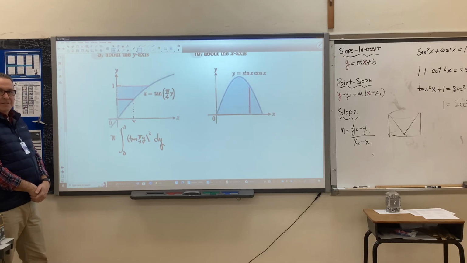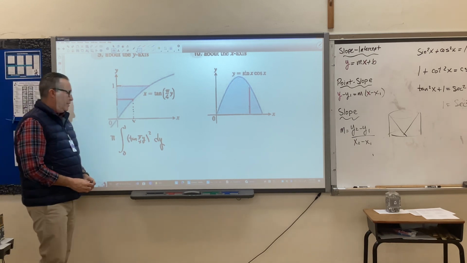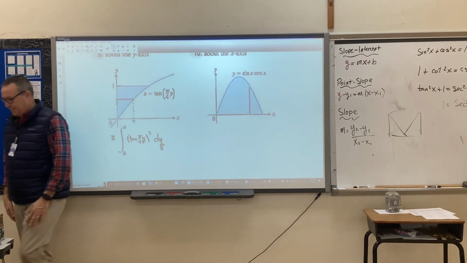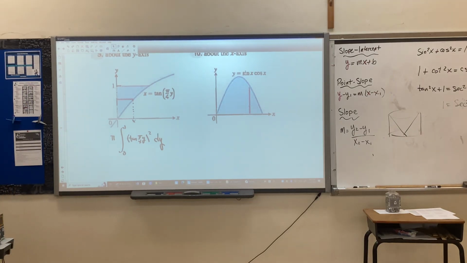Do you know how to integrate tangent squared? Is there a function whose derivative is tangent squared? So I'll grab the calculator.